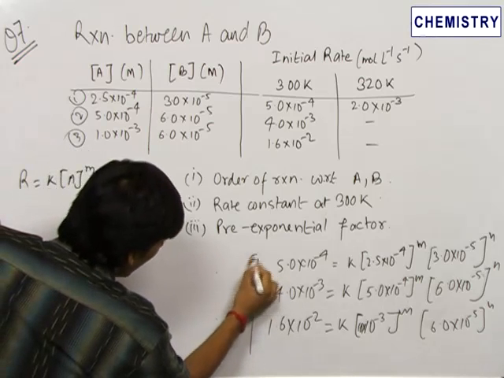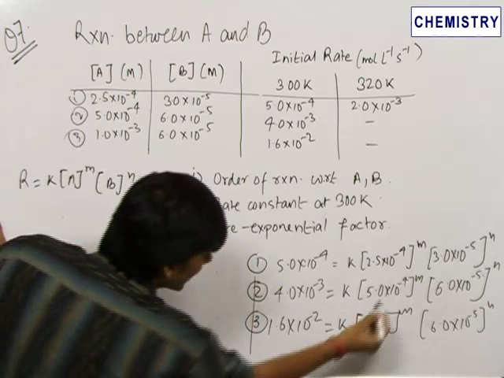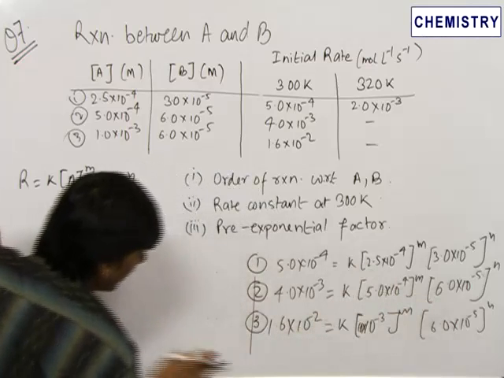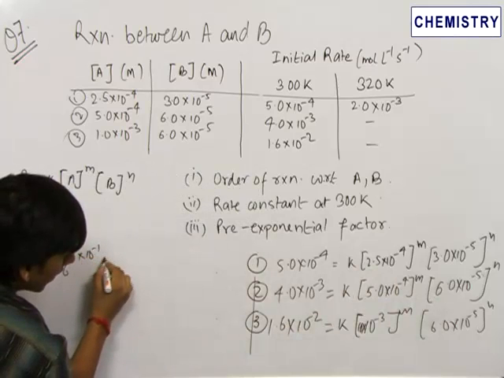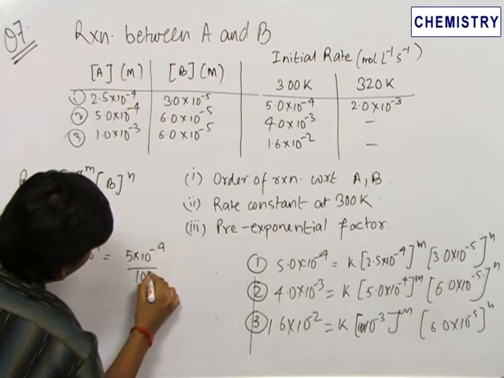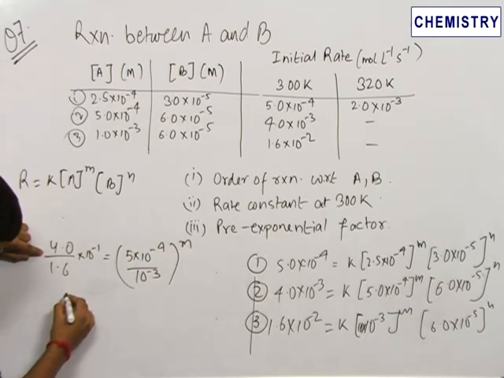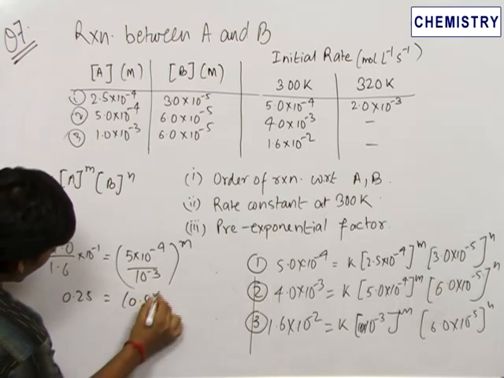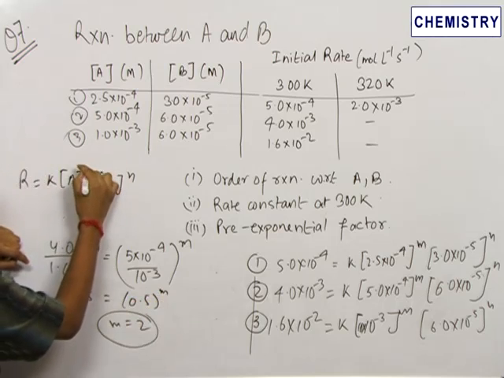Now, let this be our first, second and third equation. Now, if we analyze second and third equation and divide them, this term is cancelling in division. Therefore, we can write 4.0 upon 1.6 into 10 raised to minus 1 is equal to 5 into 10 raised to minus 4 upon 10 raised to minus 3 to the power m. Now, this is coming out to be 0.25. This is equal to 0.5 raised to power m. Therefore, m is equal to 2. Therefore, we get the value of m to be equal to 2.